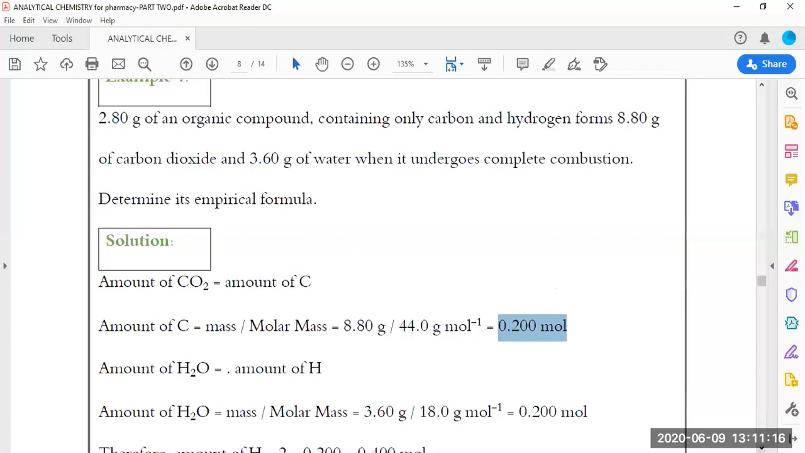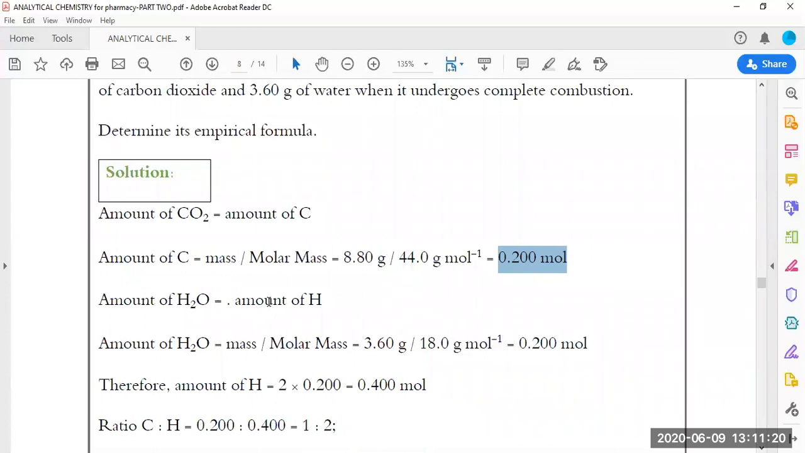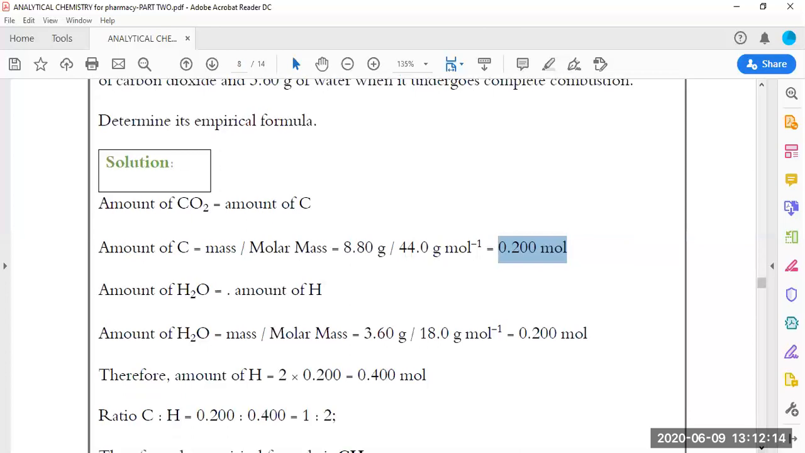Now, what about the amount of H2O and the amount of H? That should be multiplied by 2. But remember, for CO2, you have one carbon for each CO2, so the number of moles of CO2 is the same as the number of moles of carbon. But for hydrogen, the number of moles of water is not the same as the number of moles of hydrogen, because each water molecule contains two hydrogens. So if you have one mole of water, it means you have 2 moles of hydrogen. That's why we multiplied by 2 in this case.